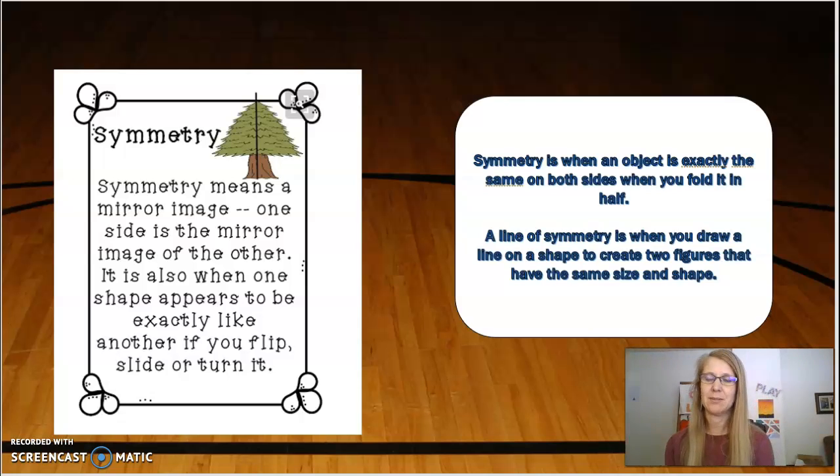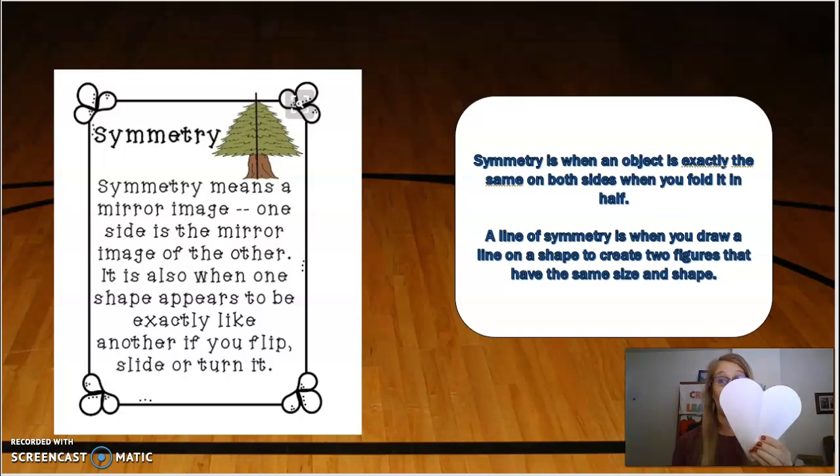Let's try another object. How about a heart? Cut a heart out of a piece of paper. Does it have a line of symmetry? Can I draw a line in which I can fold it and both sides will have the same size and shape? Let's try it. Let's try folding it from top to bottom. I'm seeing a problem already. I don't think that's a line of symmetry.